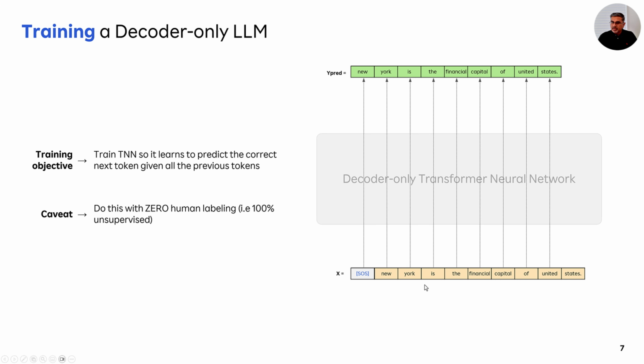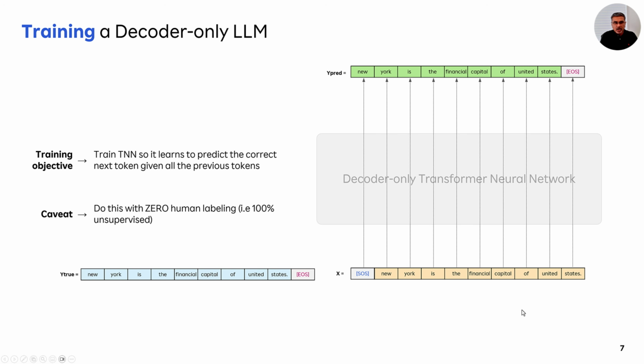If you notice, let's say the input goes all the way, SOS New York is the financial capital of United States. When I pass in states, it is supposed to predict something, right? What is it going to predict? For that, on the prediction side, you add a special token called end of sequence or EOS. Now you have full alignment of input and output. So you have your input X and you have your prediction Y predict. You also know that your ground truth value is going to look like what the prediction is supposed to be, right?